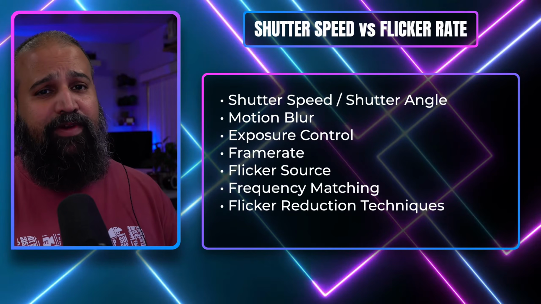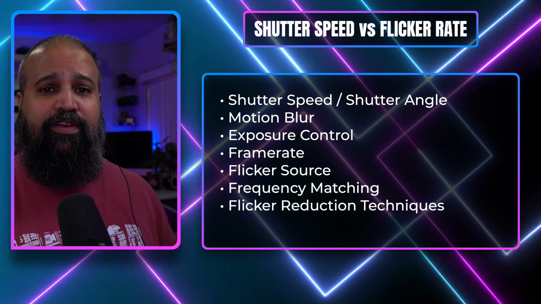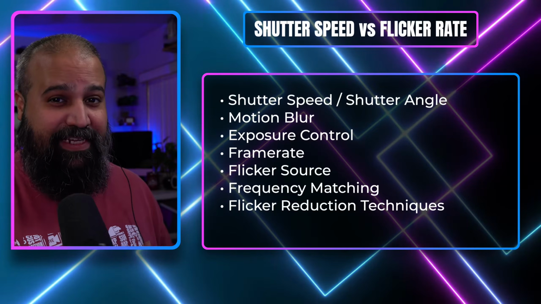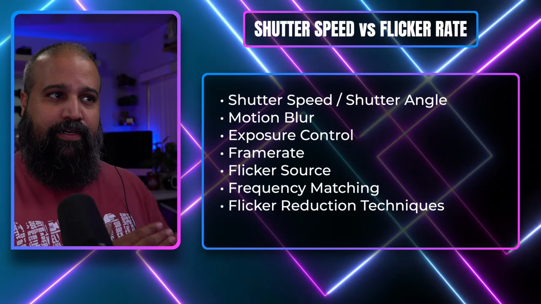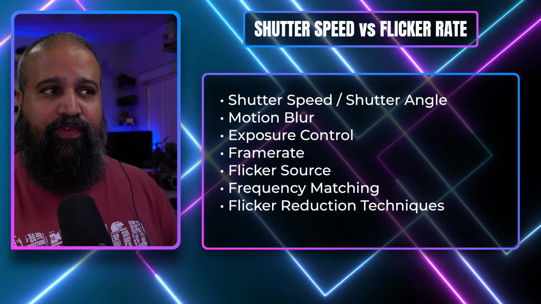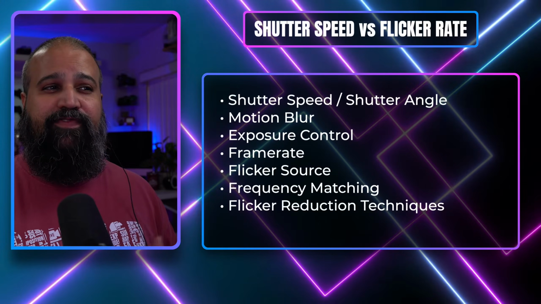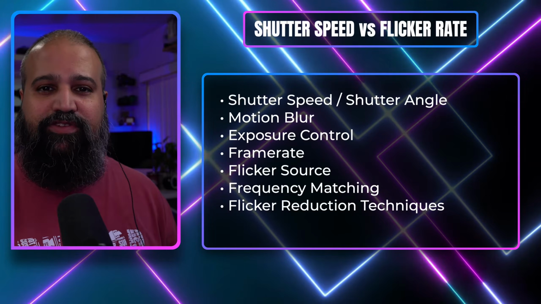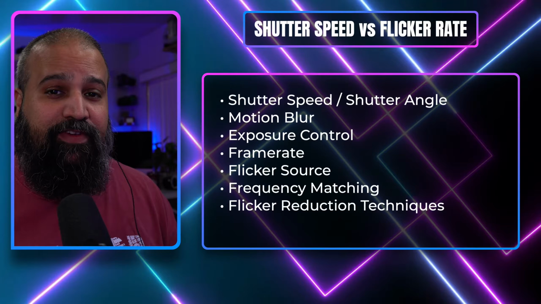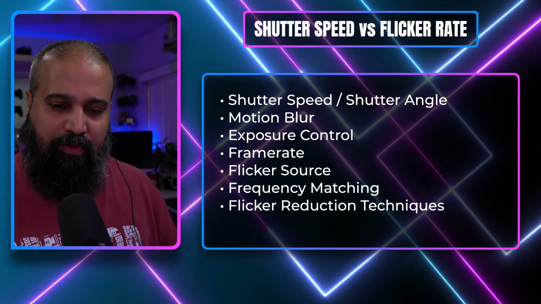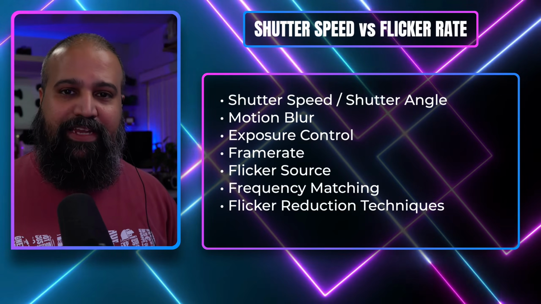Some of the things that we're going to be talking about today are shutter speed and shutter angle, what they are exactly and how similar or different they are, motion blur, exposure control, frame rate, flicker source, frequency matching, and flicker reduction techniques, and things that you can do to take care of this in either your photography or videography, but mostly in the video like we're doing here. So let's get right into it.